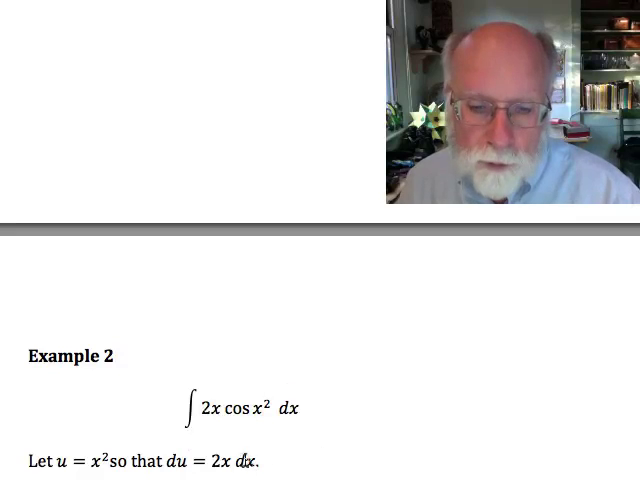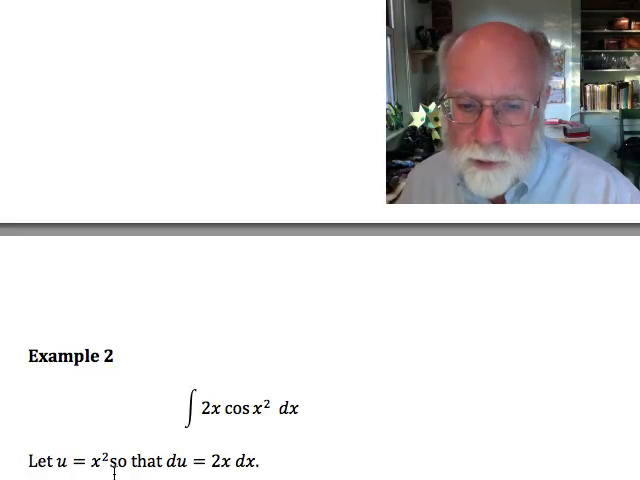Suppose we want the integral of 2x cosine of x squared. So it's the cosine of the function x squared. We've substituted x squared into cosine. And what we do is we let u equal x squared, so that now du is 2x dx.